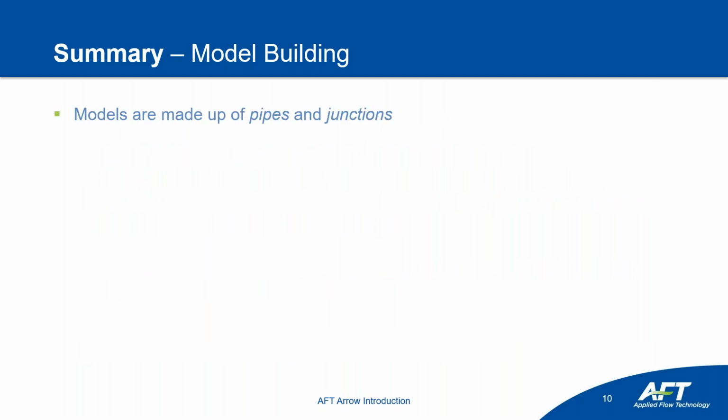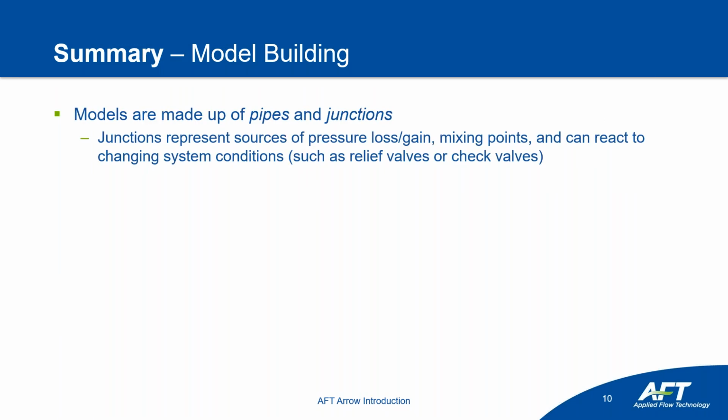So in summary, models are made up of different objects, both pipes and junctions, where those junctions can represent all sorts of different things within your model. It can be pressure loss, like a valve or an orifice. It could be pressure gain, like a compressor or a fan or a blower. It can be different mixing points. It can react to your changing system conditions. For example, if your compressor is operating on a curve, if you change the flow rate, the amount of head or pressure that the compressor has to add will change. Or it may be a relief valve that opens or a check valve that closes. Again, think of it as a system approach to analyzing and designing your hydraulic system.